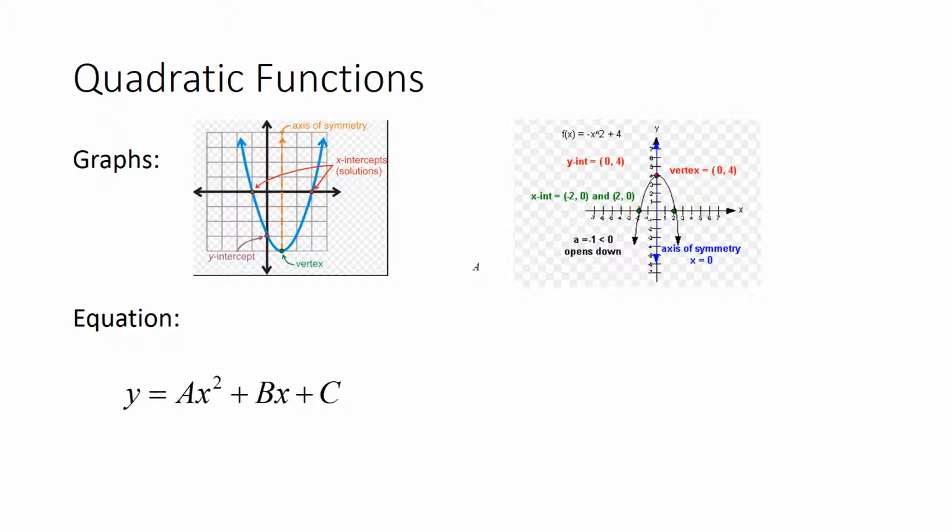An equation for a quadratic, the standard form is ax squared plus bx plus c. Then we also have vertex form, which is a(x minus h) squared plus k. But just be able to recognize both of those as a quadratic equation. Remember the main thing with the quadratic equation, the highest exponent is 2.